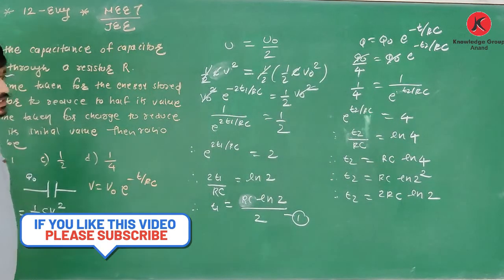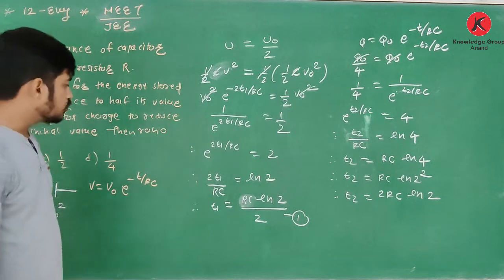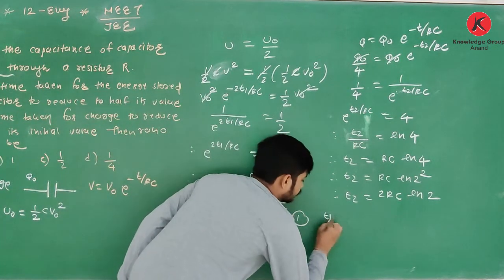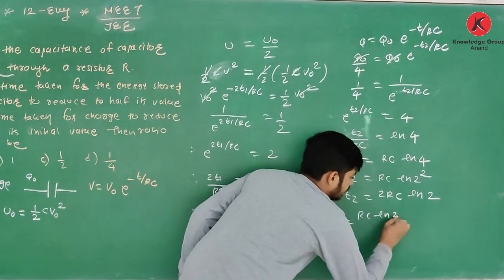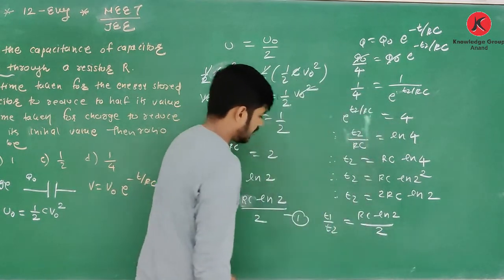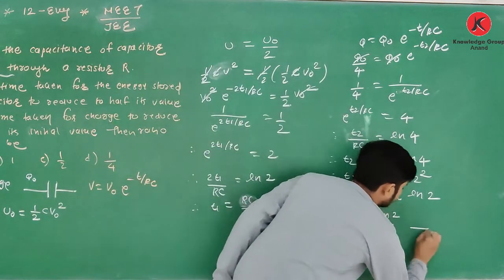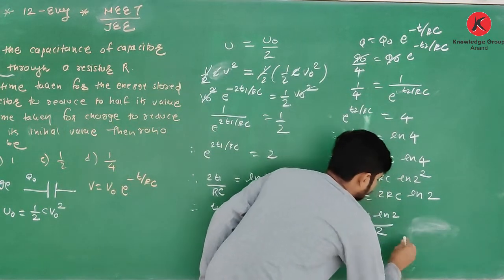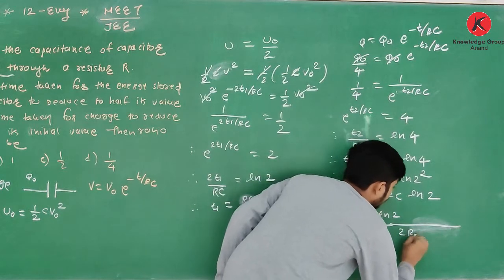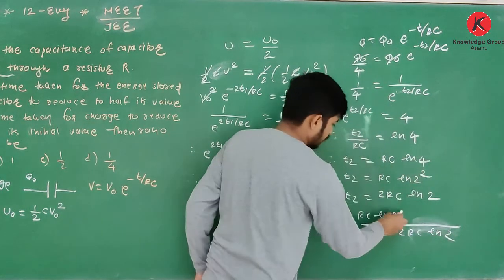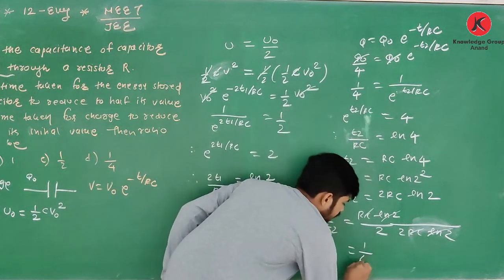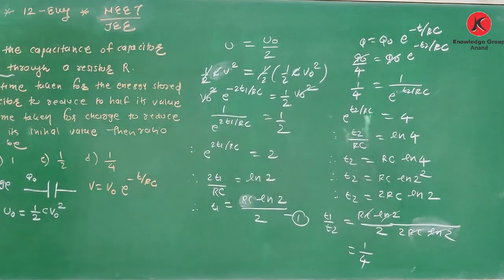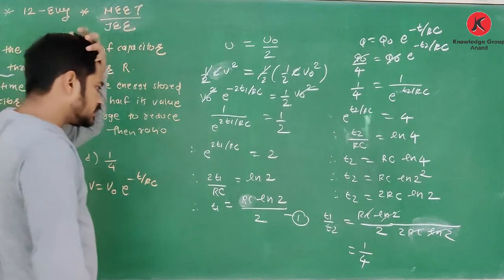Now as we have to find the ratio T1 upon T2: T1 is RC ln2 divided by 2, and T2 is 2RC ln2. So ln2 cuts, RC cuts, and the result is 1 upon 4. So your answer is 1 by 4.